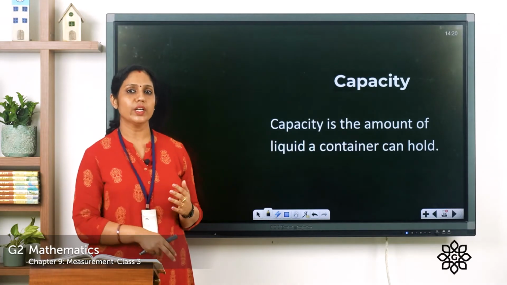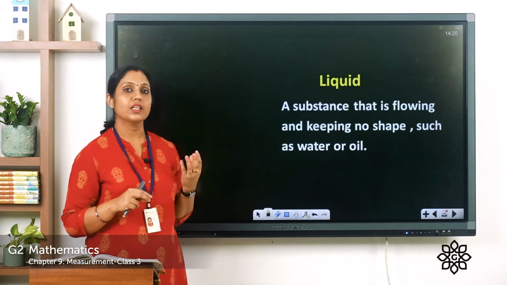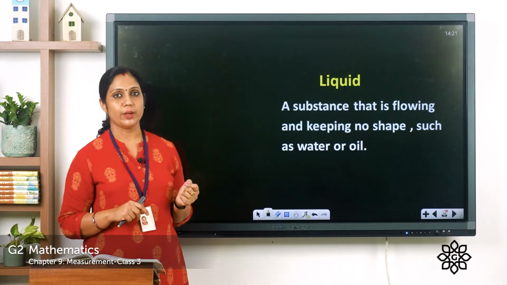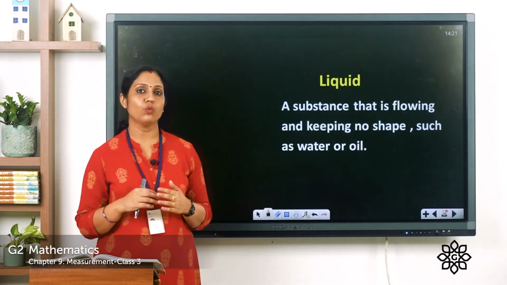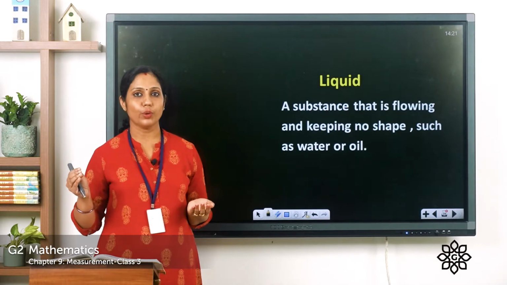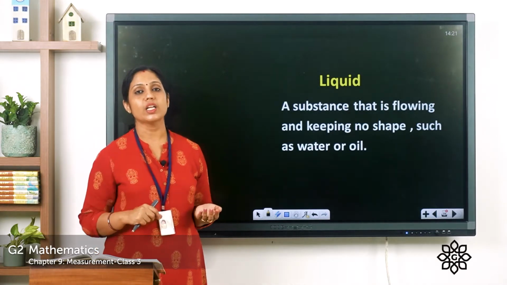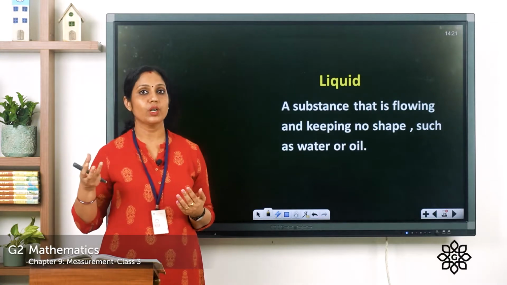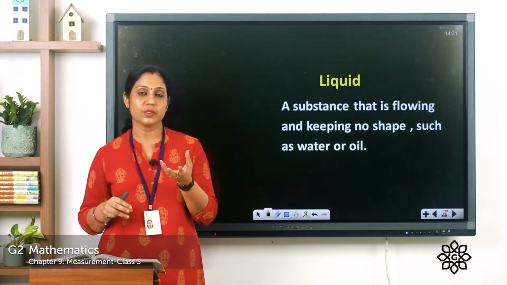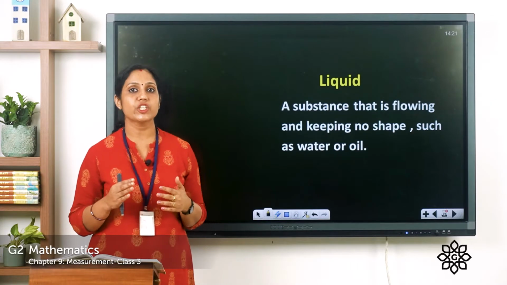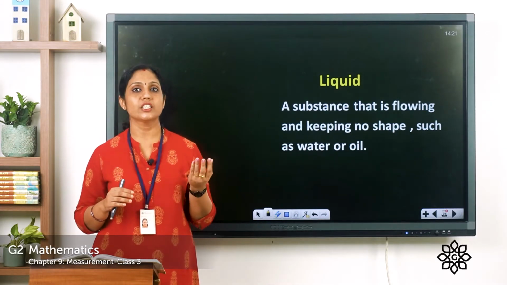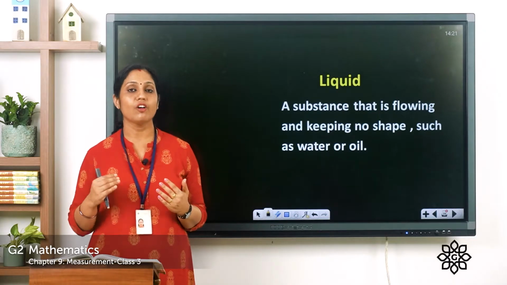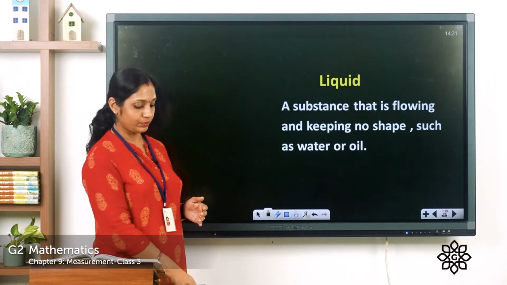So what is a liquid? A liquid is a substance that is flowing and keeping no shape. Think of water, it keeps on flowing, right? So that substance is called a liquid. Think of petrol, you can think that the petrol is flowing. That type of substance is called a liquid, and for measuring liquid we use the term capacity. Today we are going to learn how to measure capacity.